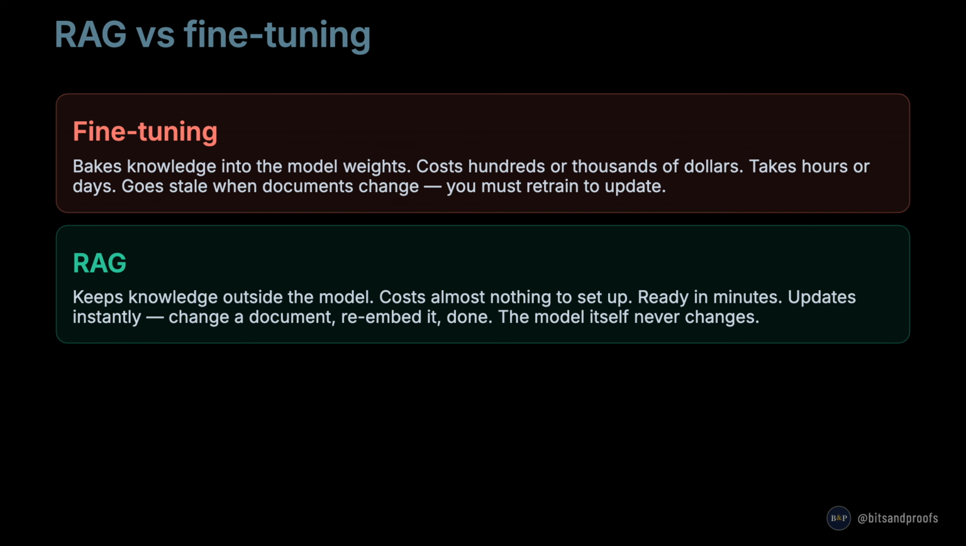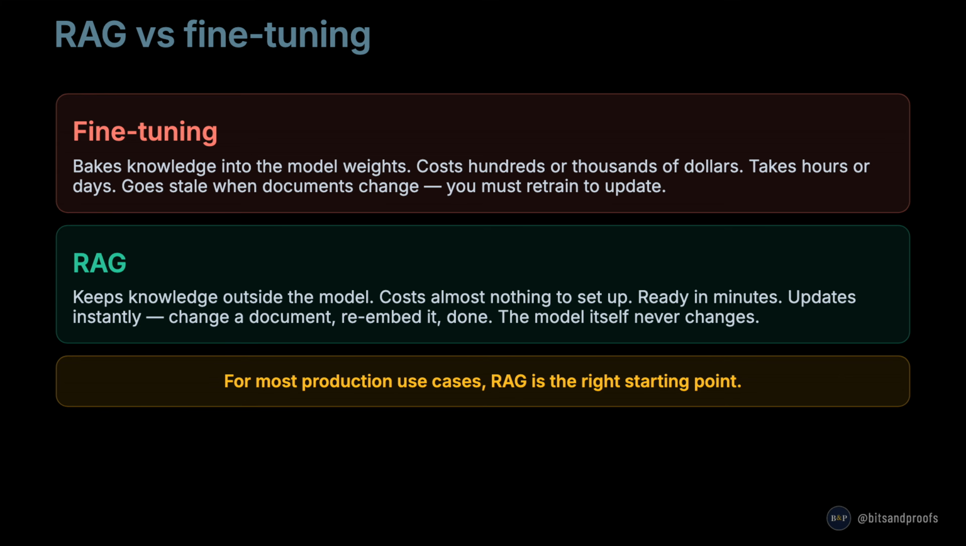RAG keeps knowledge outside the model. It costs almost nothing to set up. It is ready in minutes. It updates instantly. Change a document, re-embed it, done. The model itself never changes. For most production use cases, RAG is the right starting point. Use fine-tuning when you need to change the model's behavior or writing style, not just its knowledge.